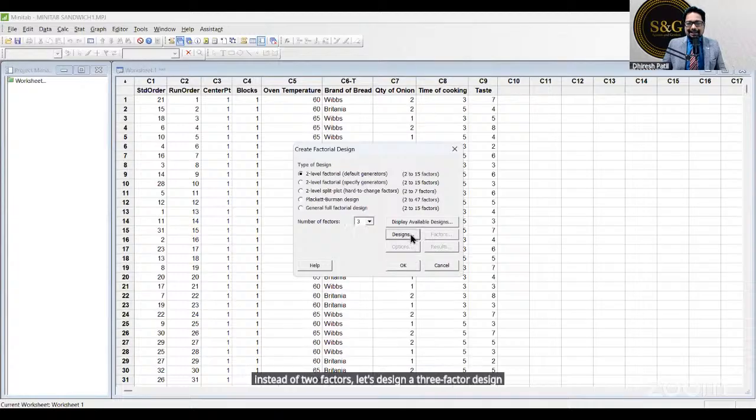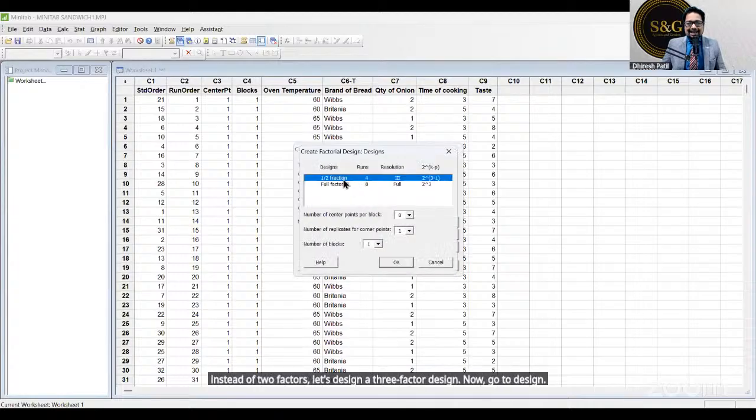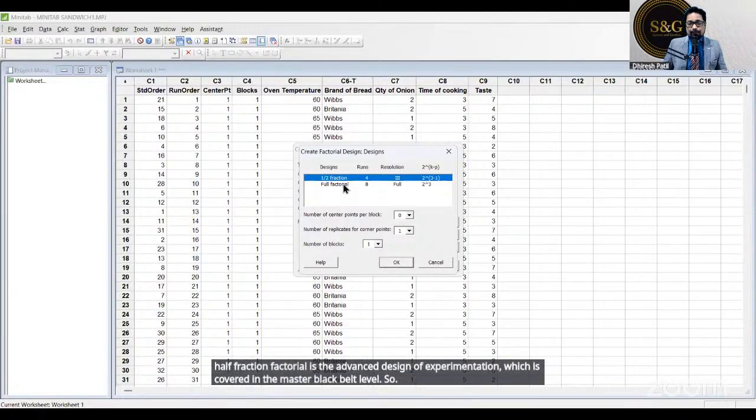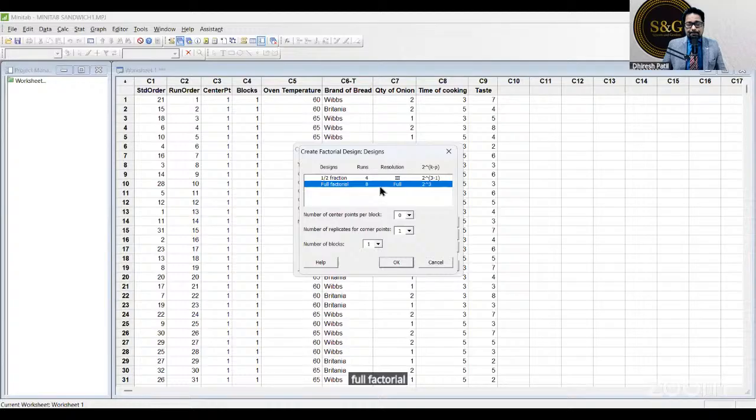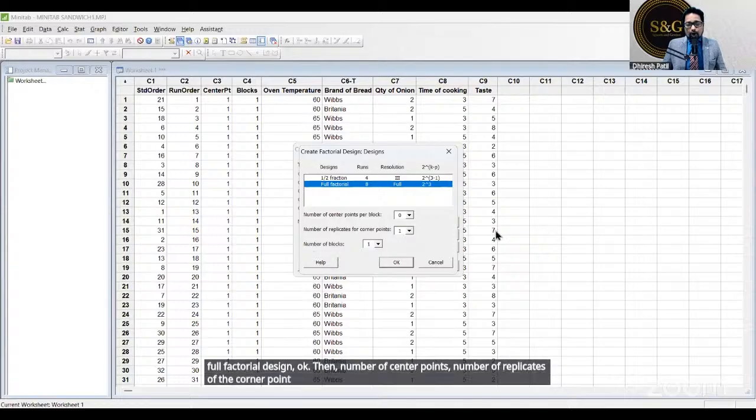Now go to design. In design you have got 2 options here. One is half fraction and one is full factorial. Half fraction factorial is the advanced design of experimentation which is covered in the master black belt level. So right now we will cover the full factorial design. Then number of center points, number of replicates of the corner point and number of blocks.